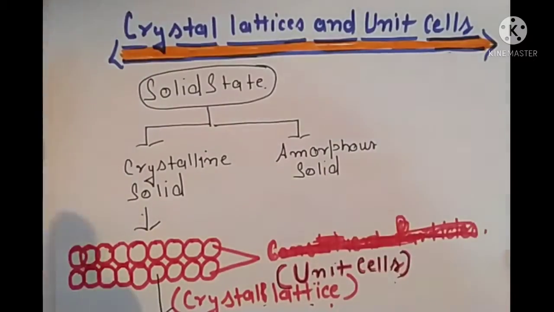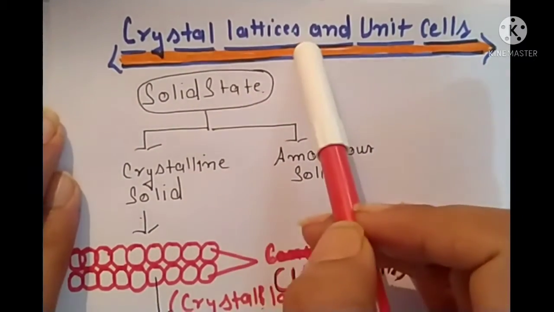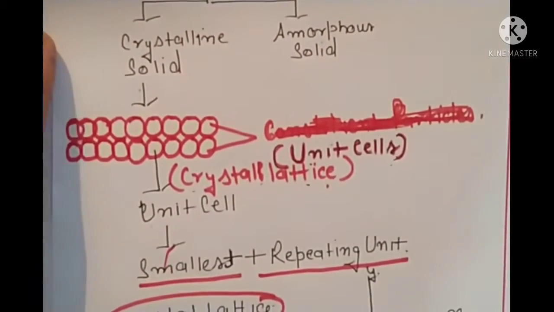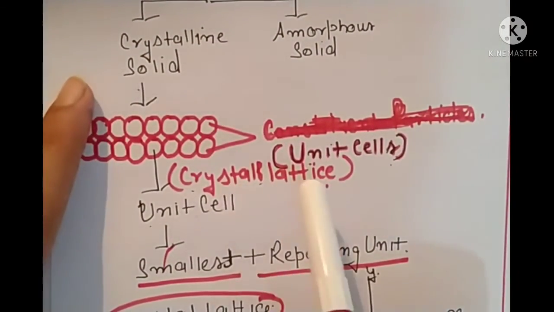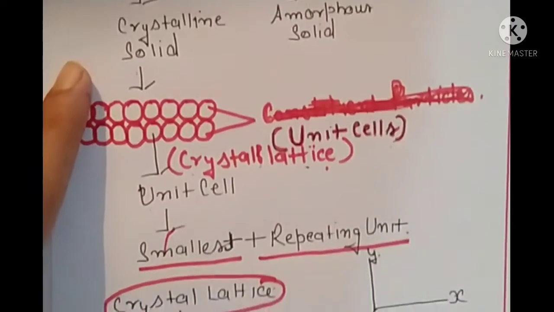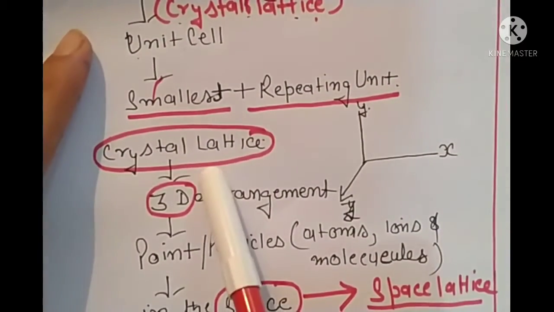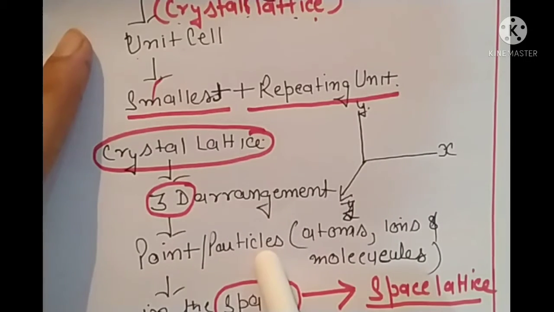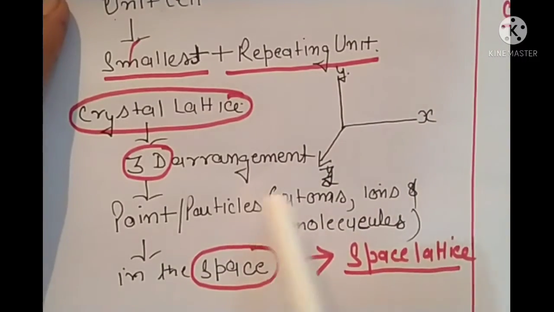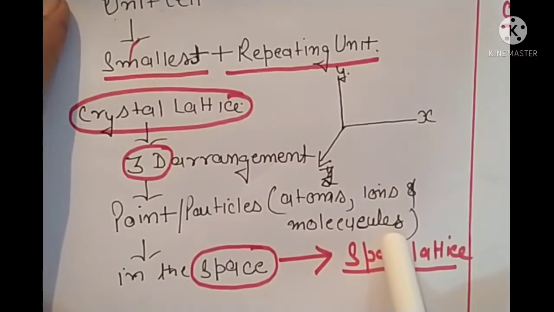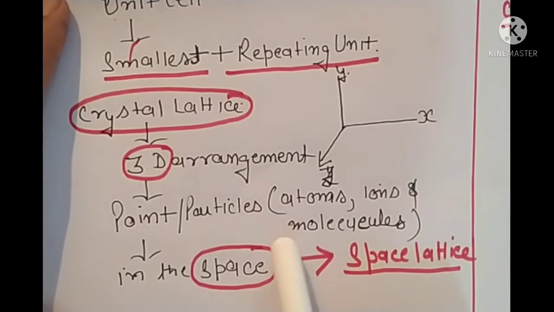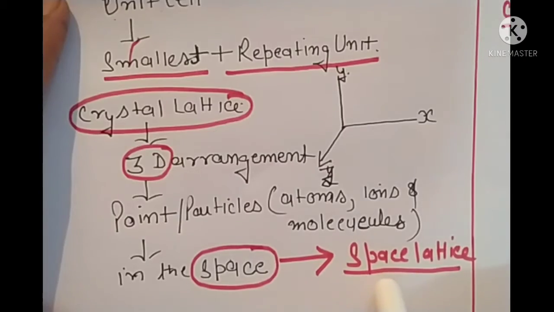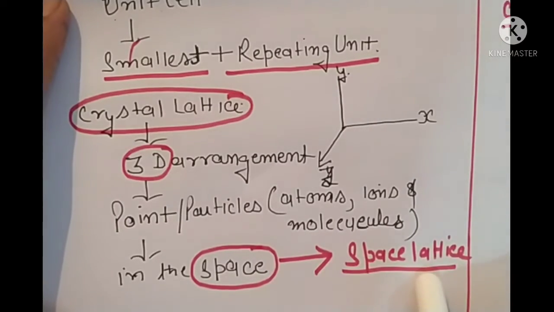So today we will discuss crystal lattices and unit cell. First you need to know what a crystal lattice is. A crystal lattice is the three-dimensional arrangement of points or particles, which may be atoms, ions or molecules, in space. Because they are arranged in space, they are also called space lattice.